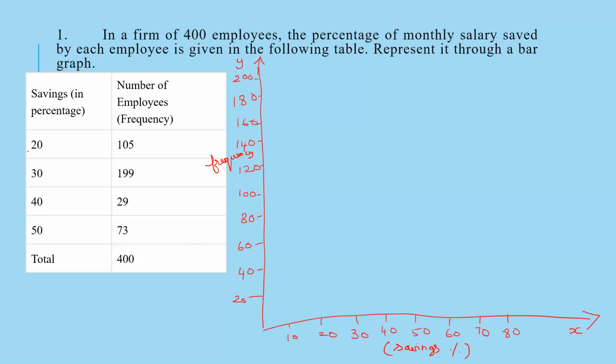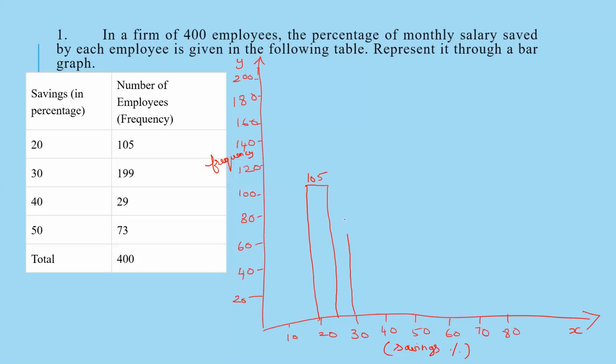So the first row, the values are 20 on the x-axis and 105 on the y-axis. So 20 on the x-axis is here and 105 will be somewhere here, right? So we draw the bar chart. Since it is a bar, we represent it as a bar chart and label it as 105. Then the second is 30 on the x-axis and 199, right? And 199 on the y-axis.